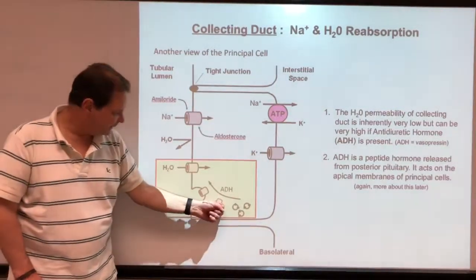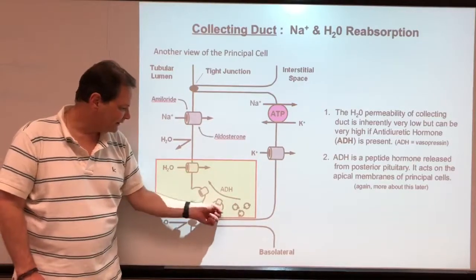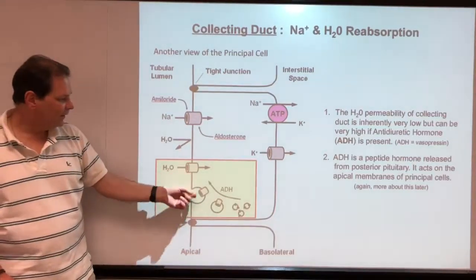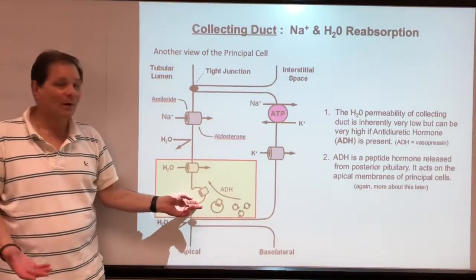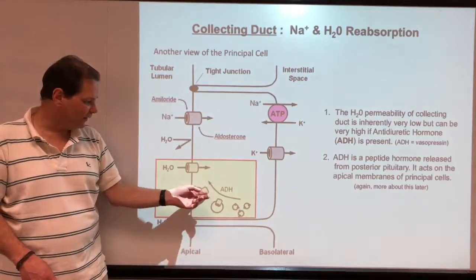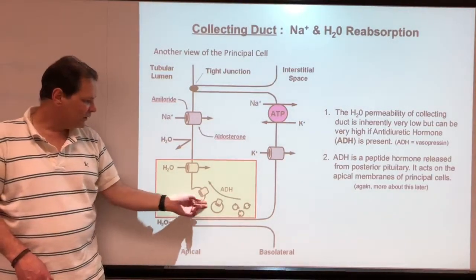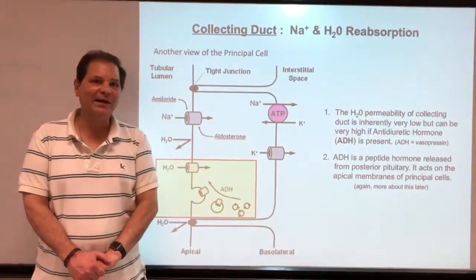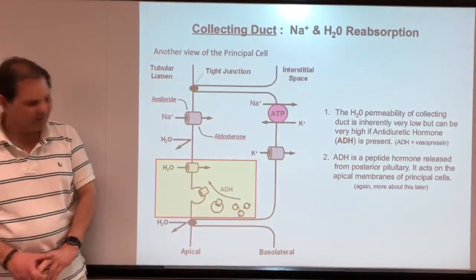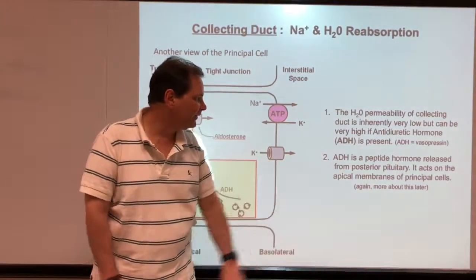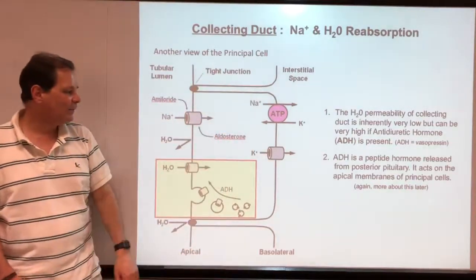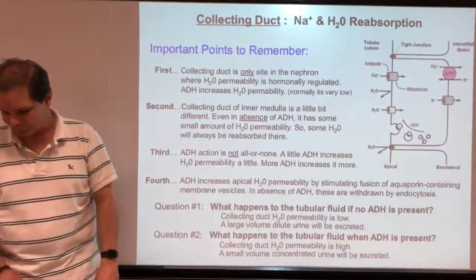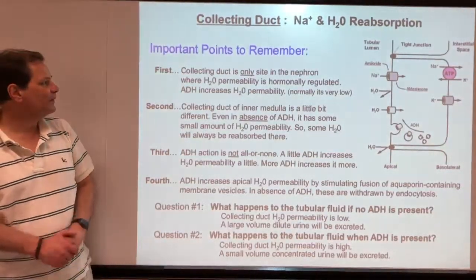And the reason it does that is because it takes these water channels, these aquaporins, which are usually in vesicles, and it causes them, through a form of exocytosis, to merge with the apical membrane so that these channels are now inserted into the membrane, and that increases the water permeability. Okay? ADH released from the posterior pituitary acts on the apical membrane of the principal cells, increases water channels, increases water permeability.